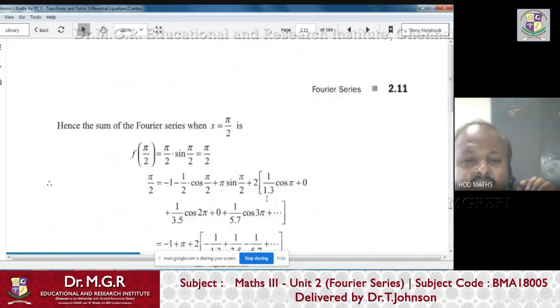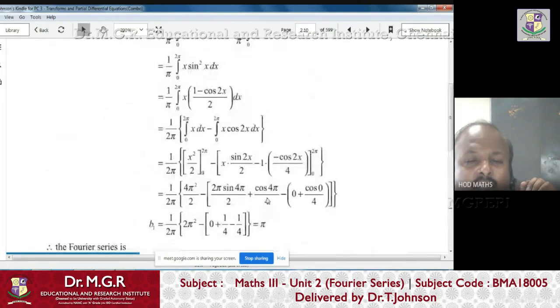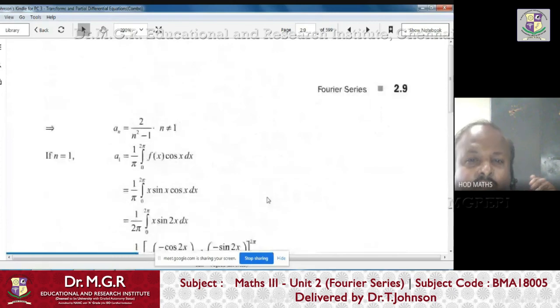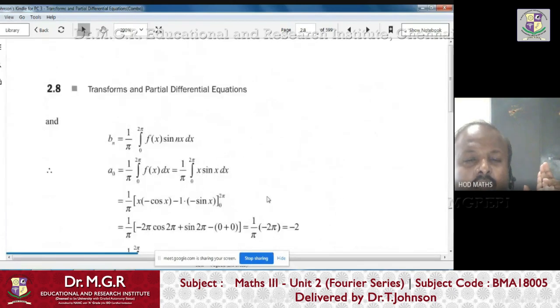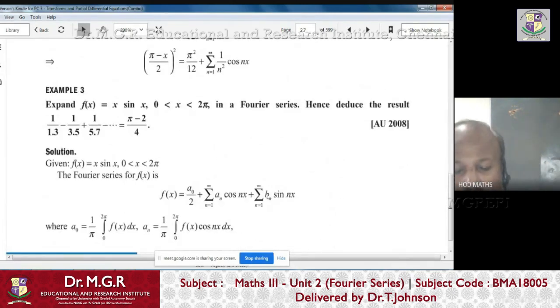But still the problem is not over, because when you see the problem, they are asking two things. One thing is to find the Fourier series of the function, right? And hence they are asking to deduce the infinite series. So after finding the Fourier series of the function, using that representation, you can evaluate certain infinite series like this.